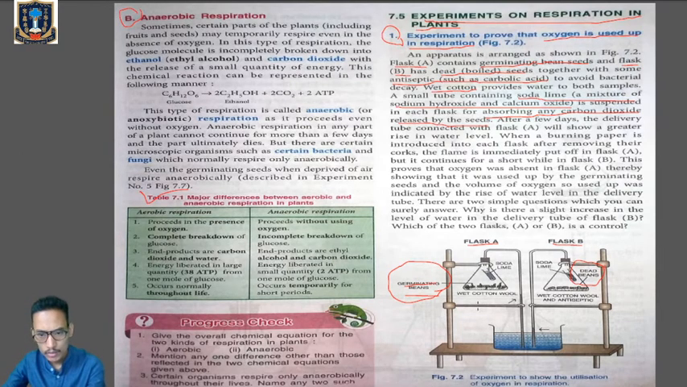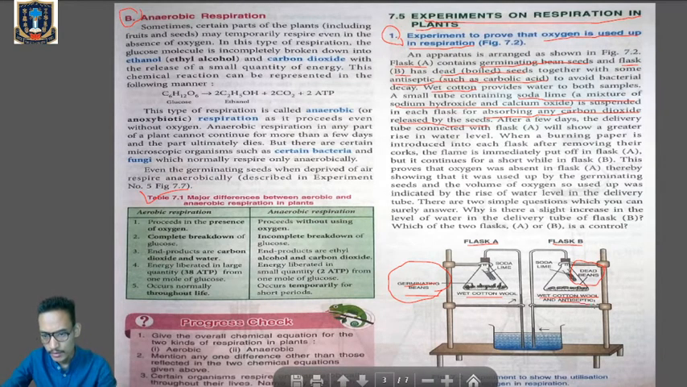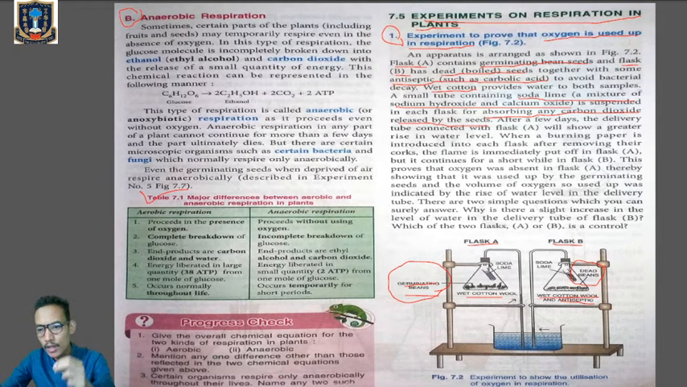In both the flasks we add wet cotton wool, so that it will provide water to the seeds. But in flask B, along with the wet cotton wool, we are putting some antiseptic. Now, what is an example of an antiseptic? Carbolic acid. Why are we using carbolic acid in flask B? So that it will prevent the growth of bacteria on the dead bean seeds.